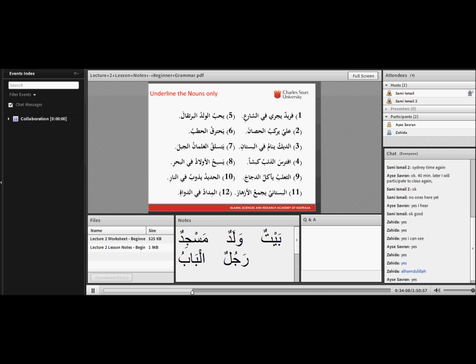So underline the nouns only. I'll quickly go through this. Okay, so the first one says Faridun yajri fi shari'i. So here the noun is Farid, because Farid is a name, and names are nouns. They're asma. Here Ali is an ism. Yes, because it's the name of a person.